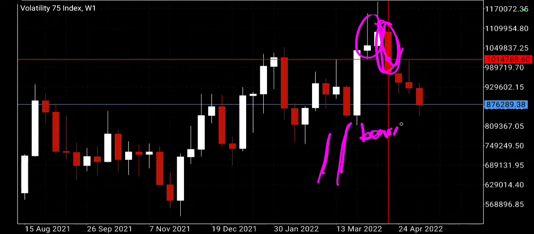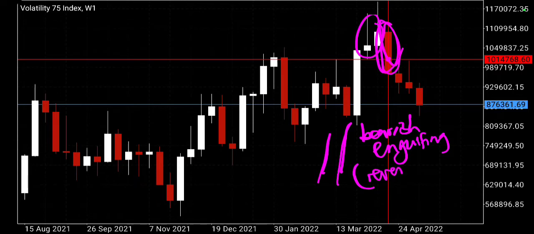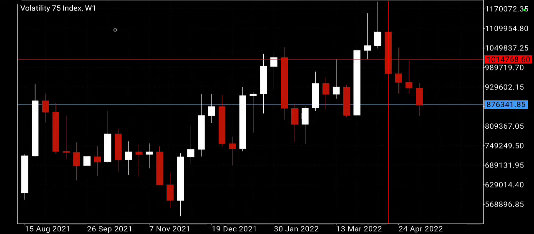A bearish engulfing, which is also a reversal sign or signal. So the fact that the price is forming a bearish engulfing pattern there shows that the bears, the people that are selling or pushing the price to the downside, seem to be becoming stronger.